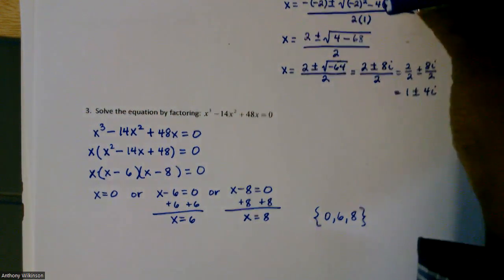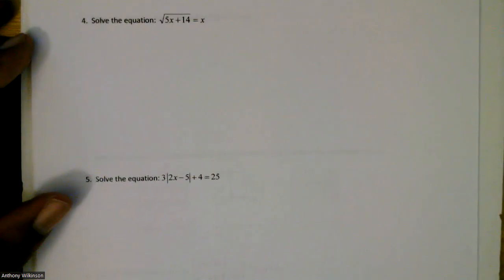All right, onward to problem number 4. We have a radical equation. Here we're going to solve this equation: the square root of 5x plus 14 equal to x. Now this is the one where you have to check your proposed solution for that equation.